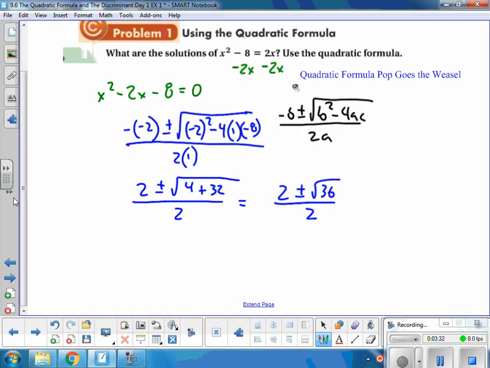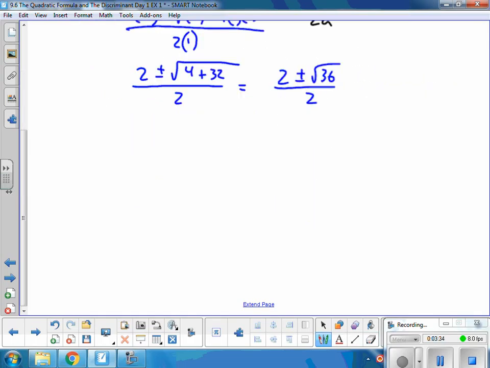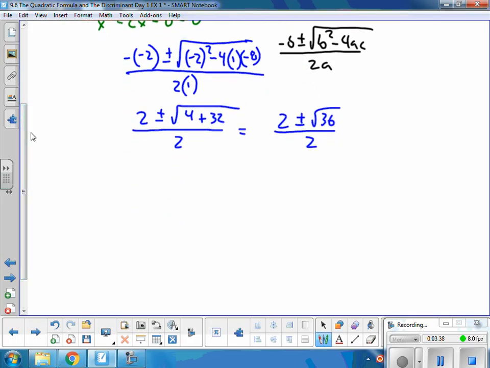Because it's plus or minus, here is where my two answers play out. I'm going to break this into two parts. I've got 2 plus the square root of 36, which is 6, divided by 2, or 2 minus 6, over 2. So I end up with 8 halves or negative 4 halves, and so x equals 4 or x equals negative 2. My solutions are negative 2 or 4 when I use the quadratic formula.